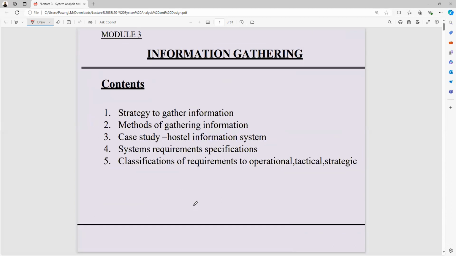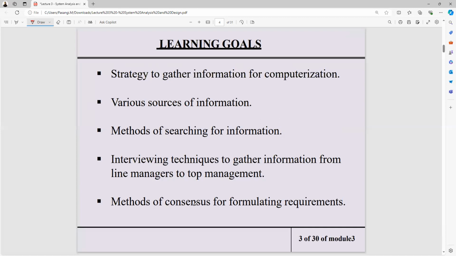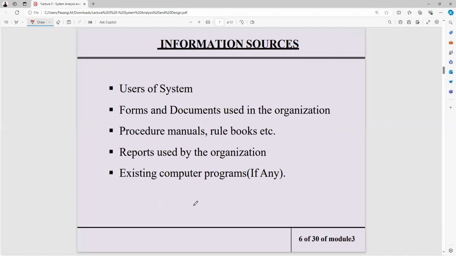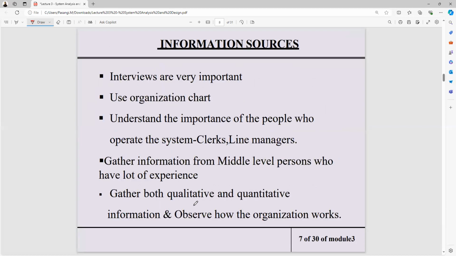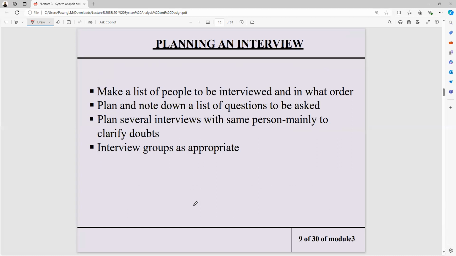Okay, if I go through from the beginning again, here we have the information gathering and the motivations why we learn these things, and then the learning goals, and then we move to the topic itself, the information gathering strategies. What are the strategies we are using? What are the information sources from which we collect all this data and information? And then the information gathering methods. What are the methods by which we gather all this data? And the main role is played by the interviewing process.